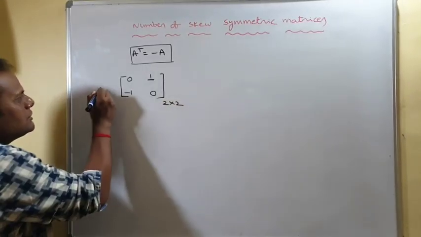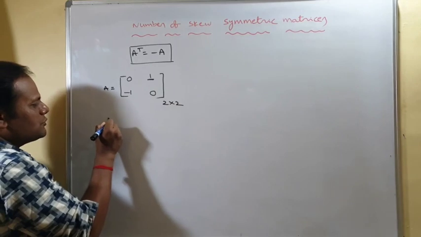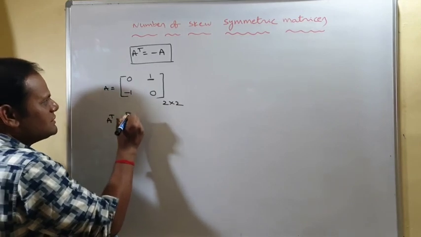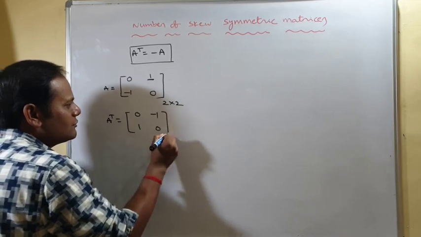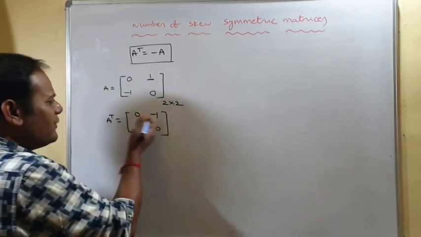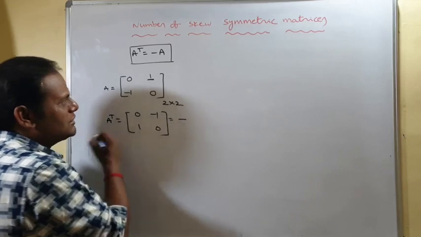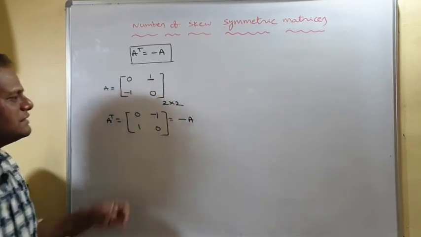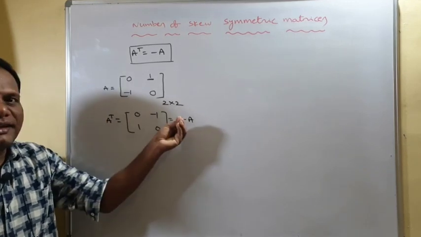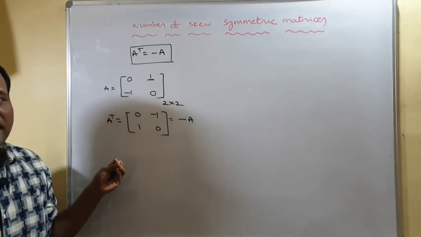If you have doubt, just take its transpose. A transpose, what is it? It is 0, minus 1 and 1, 0. If you take minus common from this, you get A. So A transpose is equal to minus A. It is a skew symmetric matrix.